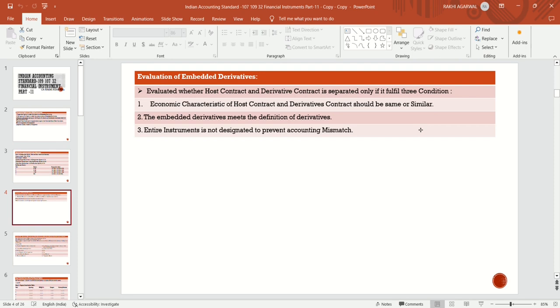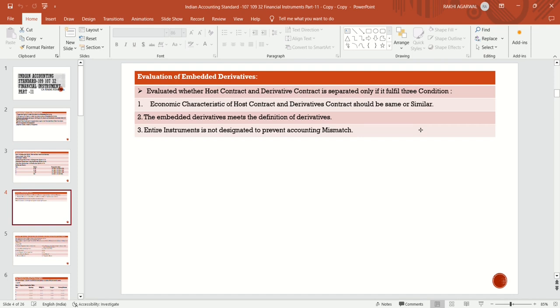Now we will evaluate the embedded derivative. How? Evaluate whether the host contract and derivative contract are separated only if they fulfill the following conditions. What are the 3 conditions? First, the economic characteristics of the host contract and derivative contract should be of the same or similar nature. The characteristics of the host contract and derivative contract should be similar and the same.